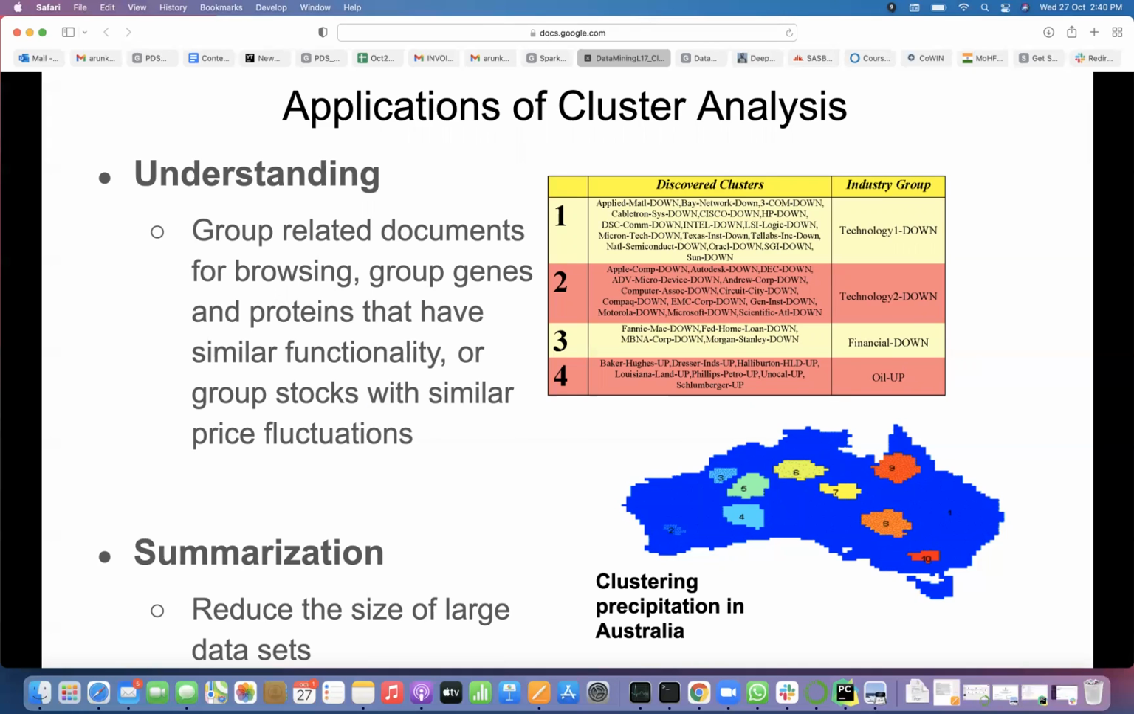You can also use it for summarization purposes, to reduce the size of large data sets. So you remember I also told you, clustering is also one of the dimensionality reduction techniques. So how will clustering become a dimensionality reduction, or size compression technique, if not dimensionality? Dimensionality has a different meaning in classification, where attributes are dimensions. So if you want to reduce the data size, we can also use clustering. How do we use the clustering?